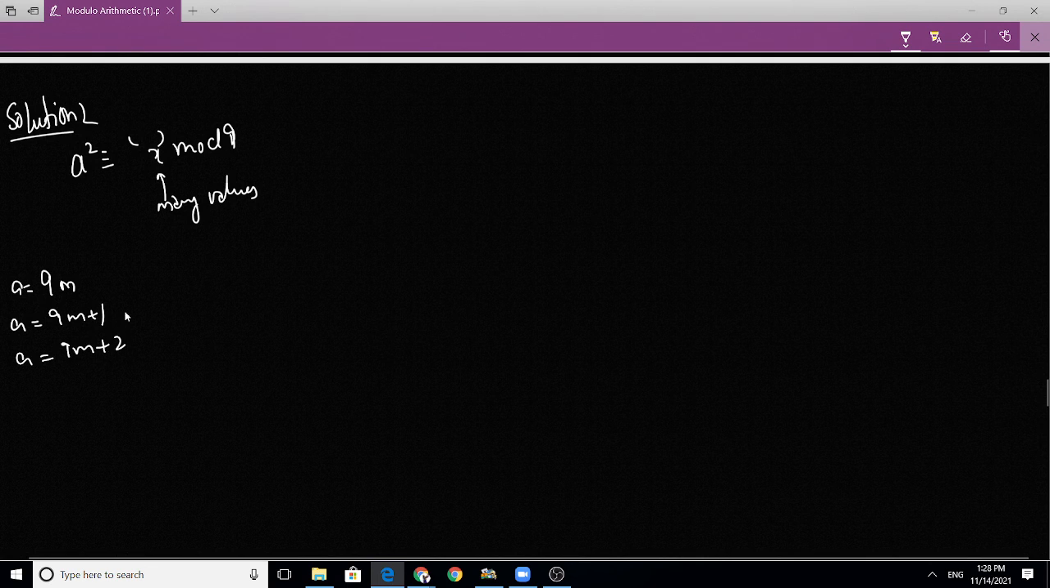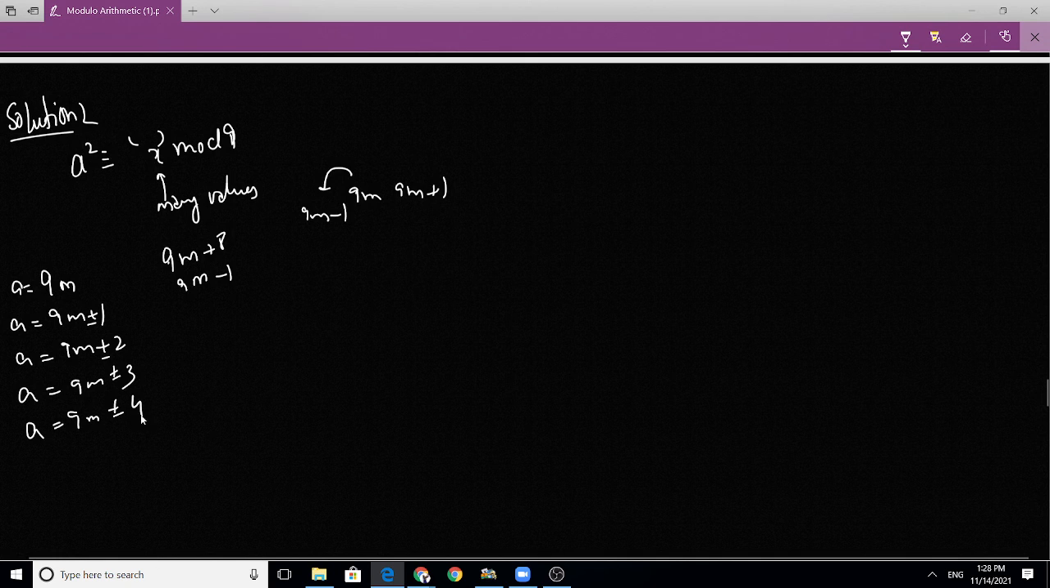So here I can write 9m plus 8 as 9m minus 1. See, the sequence is 9m plus 1. If I subtract 1 from 9m, that is 9m minus 1, which is nothing but 9m plus 8. So I can write 9m plus 8 as 9m plus or minus 1, 9m plus 7 as 9m plus or minus 2, 9m plus or minus 3, and a equals 9m plus or minus 4. So these are the possible cases of what a can be.